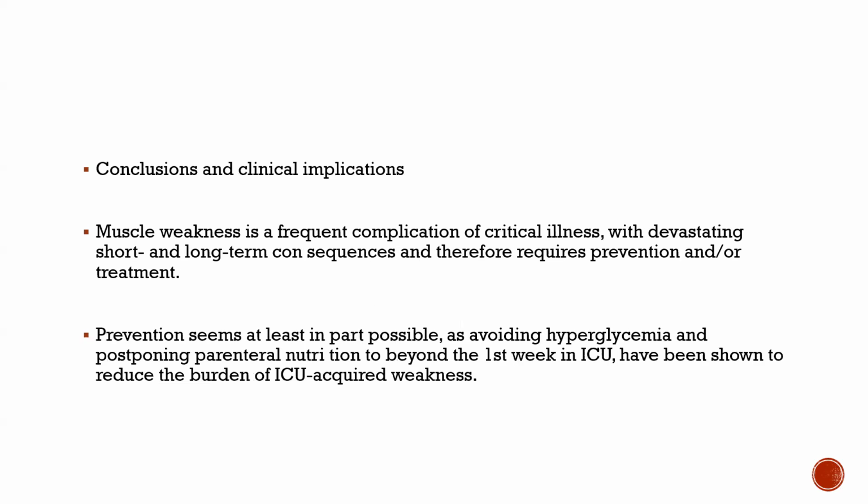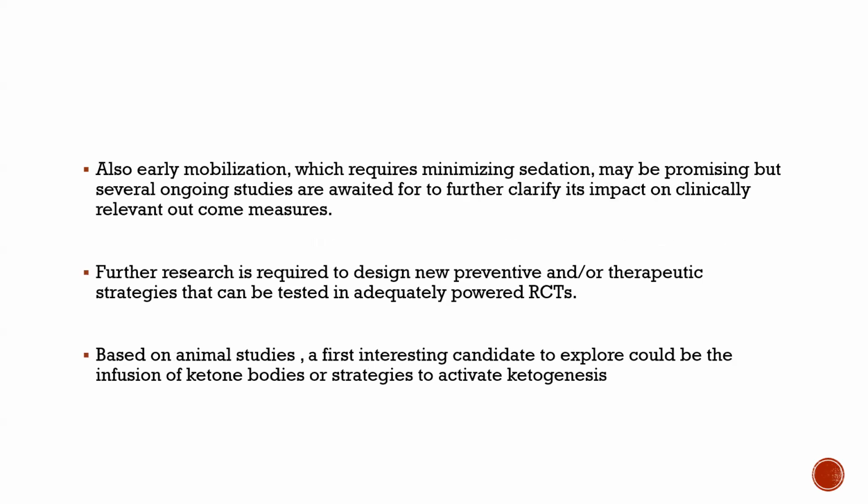Now the conclusion and clinical implications. Muscle weakness is a frequent complication of critical illness with devastating short and long-term consequences, and therefore requires prevention and treatment. Prevention seems at least in part possible, and avoiding hyperglycemia and postponing parenteral nutrition to beyond the first week in ICU have been shown to reduce the burden of ICU-acquired weakness. Early mobilization, which requires minimizing sedation, may be promising, and several ongoing studies are awaited to further clarify its impact on clinically relevant outcome measures.